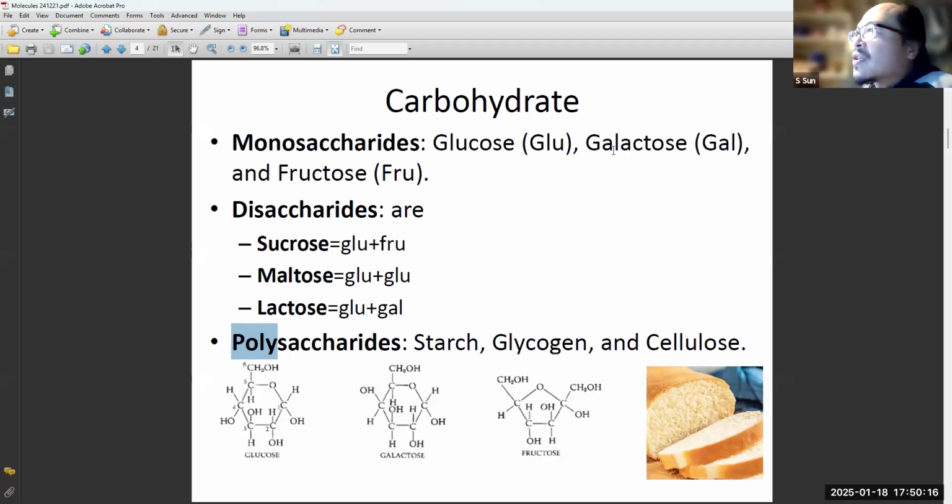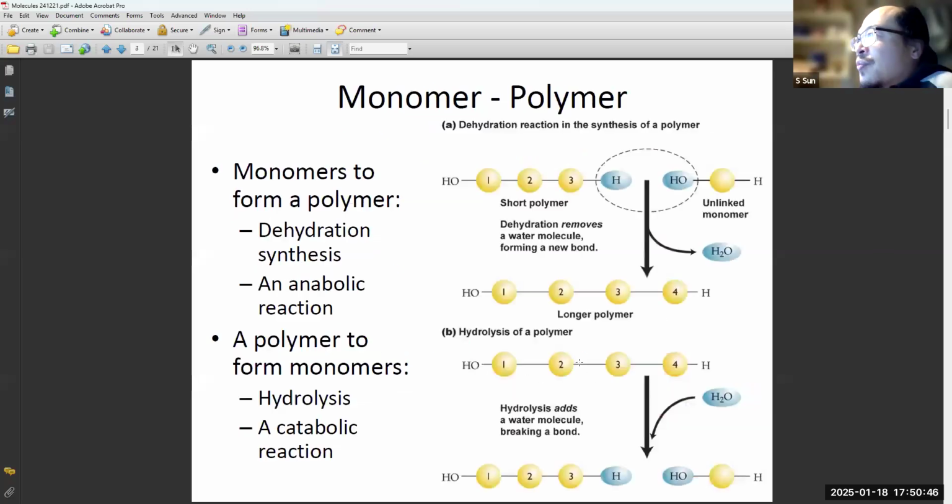There are multiple monosaccharides, but the most common ones are glucose, this chemical structure, galactose right here, and fructose right here. So these are the monomers. You usually don't get glucose directly. Actually, you get glucose by chewing on your bread, because bread is a polymer, and then you break it apart. That monomer is glucose.